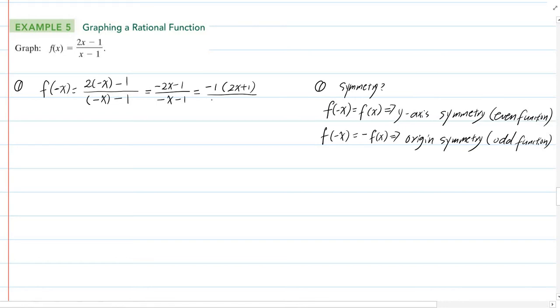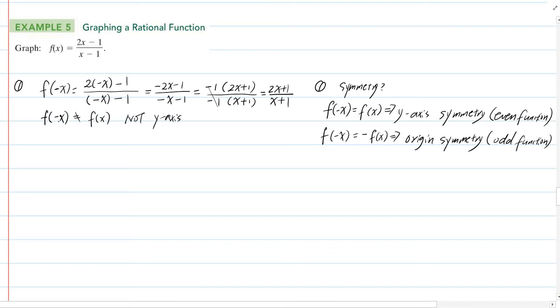So here, same thing, we're going to take a negative 1 out, and then we're going to have x plus 1. Then they're going to cancel out, so we're going to have 2x plus 1 over x plus 1. The reason why we take negative 1 out is just to make it easy for us to compare f of negative x to f of x. Okay? If you look at this, f of x is equal to 2x minus 1 over x minus 1. So that first tells us f of negative x is not equal to f of x, right? So that means we can say this is not y-axis symmetry.